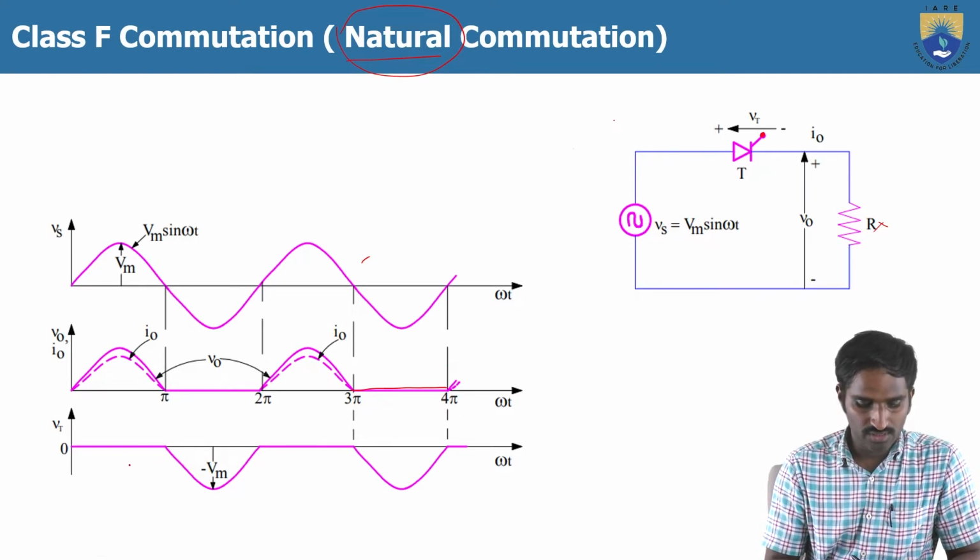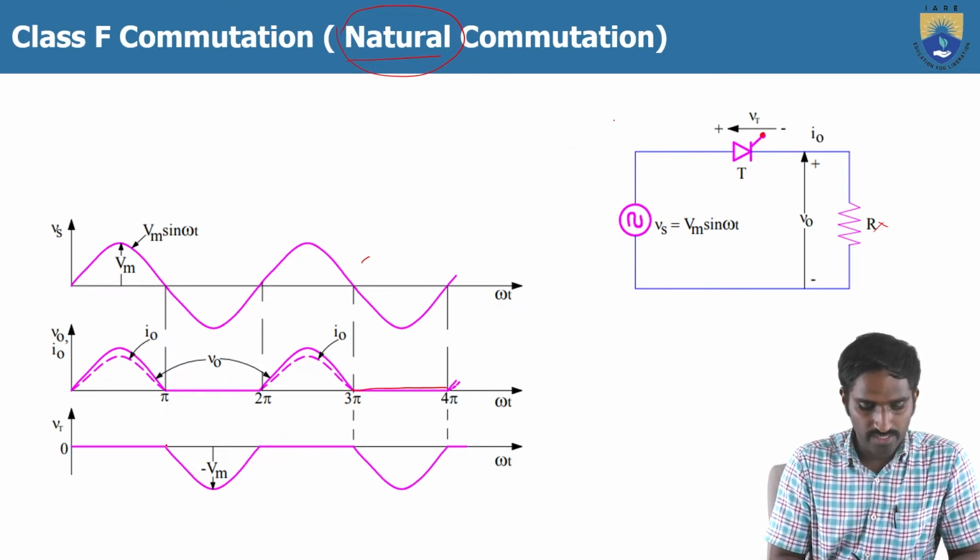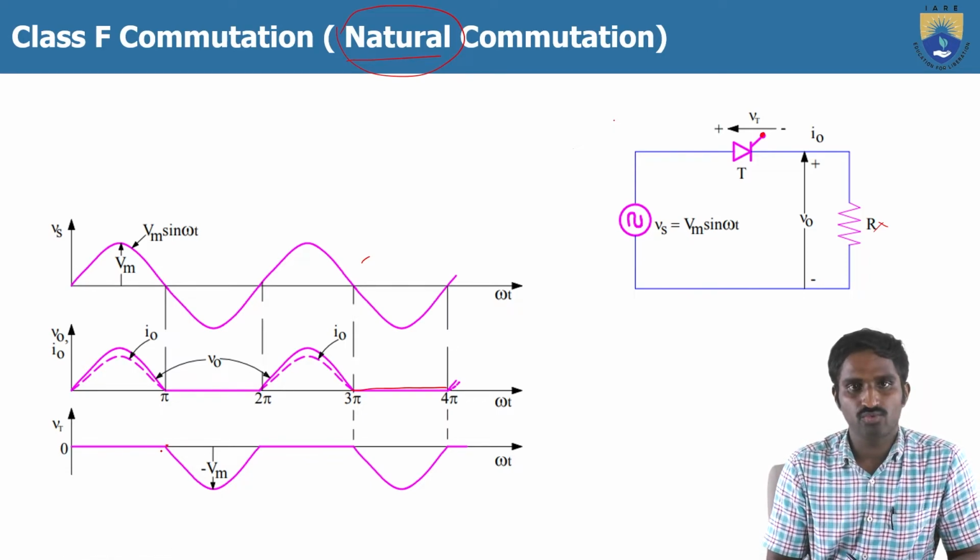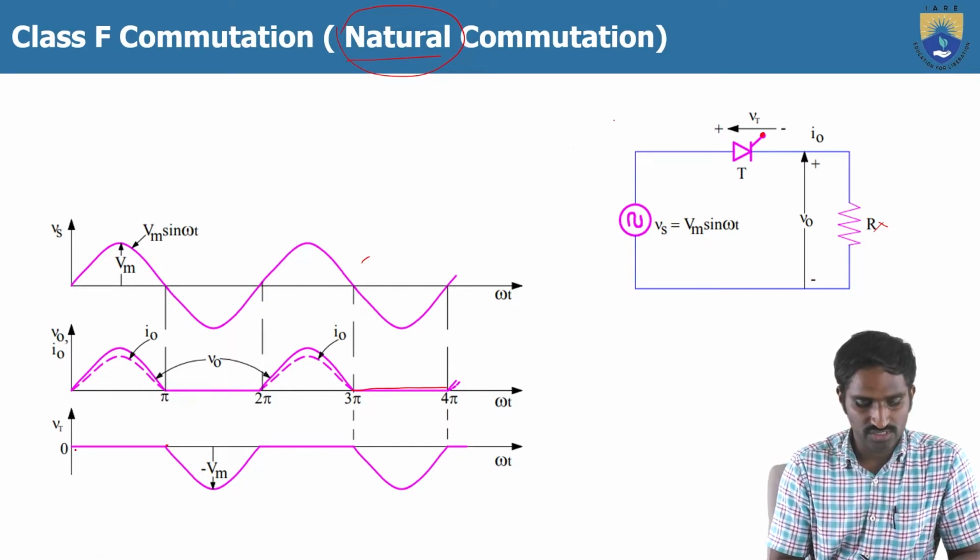Then coming to the voltage across the thyristor, up to pi the forward biased voltage is applied and we are giving the gate signal. So that's why the thyristor T is turned on. During the turn on, the voltage across the thyristor is 0.